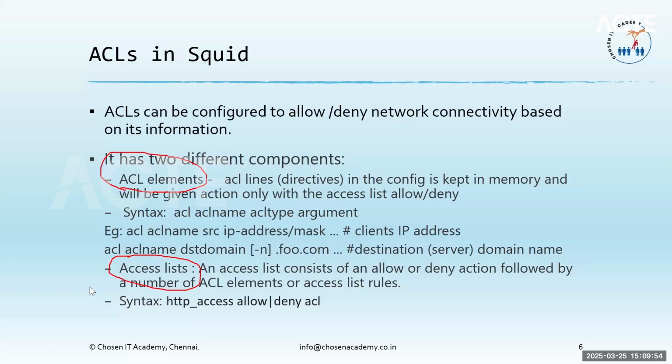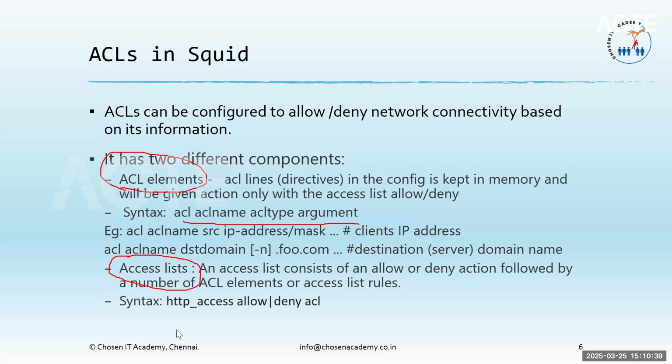The ACL element will tell the type, identifying what kind of traffic we want to identify. For example, the ACL can be created based on source IP address, destination IP address, or destination domain name. So many things we can create, and I will show you in a minute in the demo how to create the ACL. And the ACL will be inactive until we have the access list.